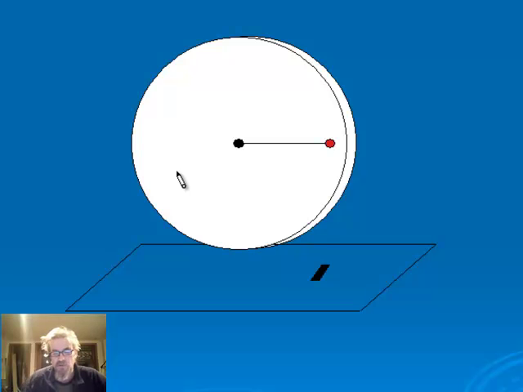As the thing made two circles, we saw the shadow go back and forth, kind of like that mass on that spring. Was it really like that? Does that shadow make simple harmonic motion?